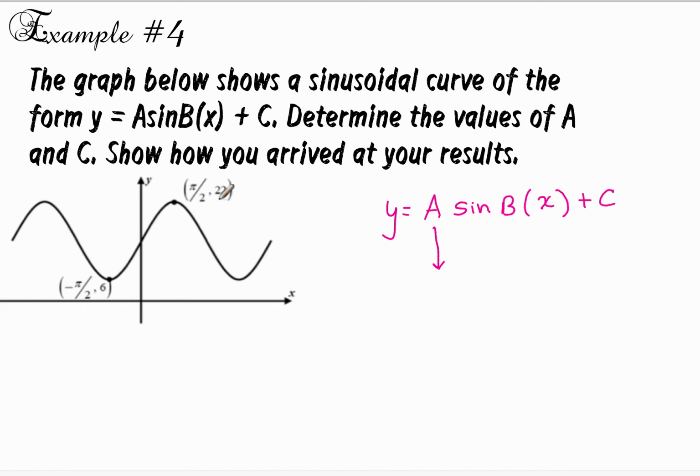The amplitude is simply the highest minus the lowest. Take the absolute value of that and divide it by 2. So 22 minus 6 is 16. Divided by 2 is 8. All right, so over here, I'm going to just keep track of everything. y equals 8 sine. All right, what's my next piece of work I have to do over here?